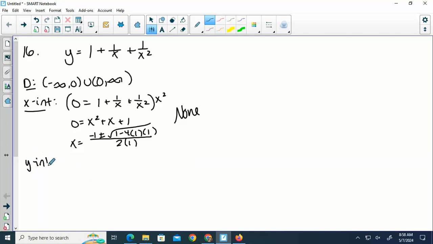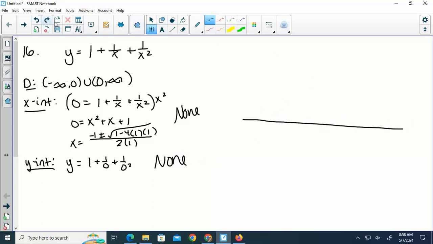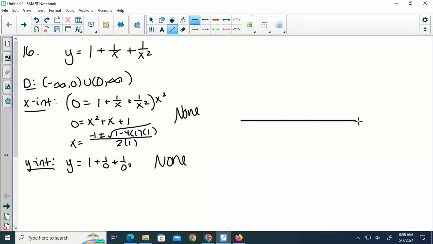Y-intercept, that's when x is 0. What happens if you plug in 0 for all of your x's? It's undefined, we can't do that, so there is no y-intercept either. So we have a graph with no x or y intercepts. So it never hits an axis.